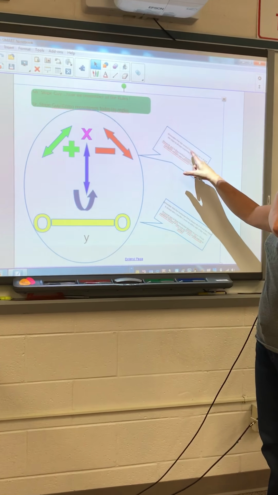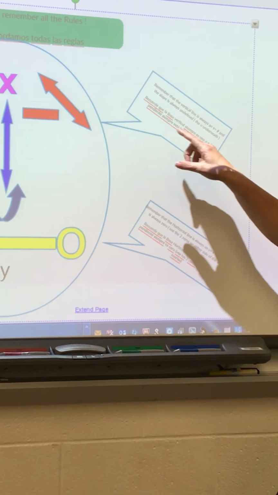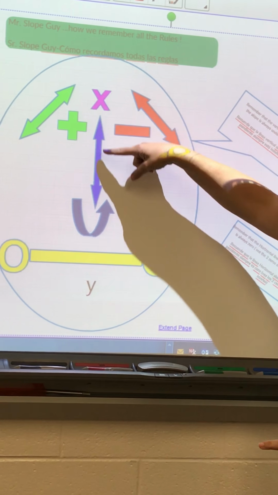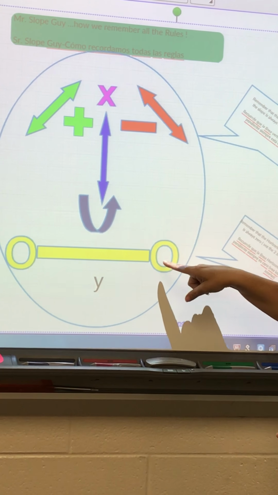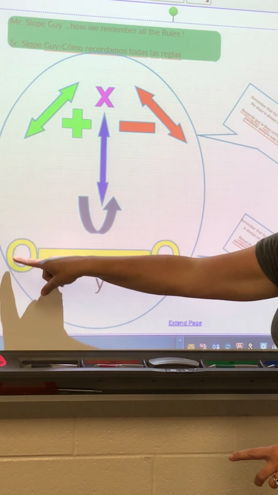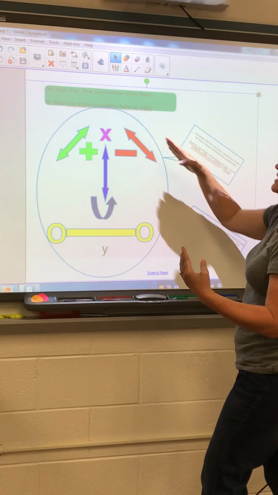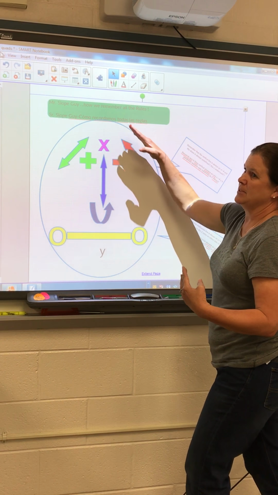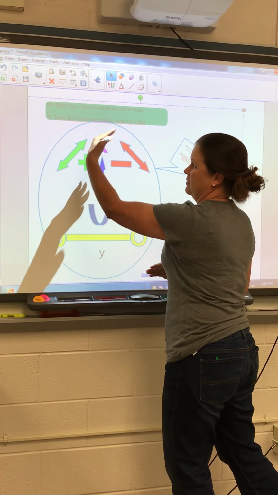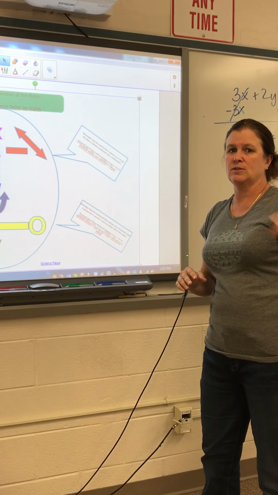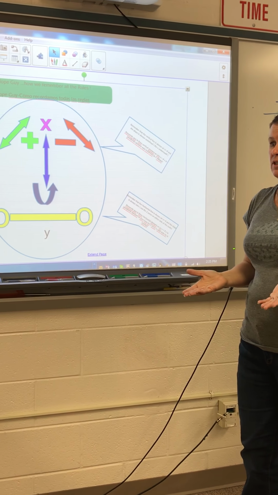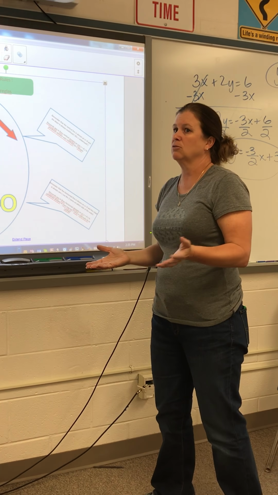So I wrote, remember that the vertical line is always an X number. So the X is here, my vertical line, it's undefined. My horizontal line has a 0 slope, it's always Y equals. And the most important two things when they're graphing is the negative line is up and to the left and the positive line is up and to the right. So they have this on their desk to look at when they're doing some of the basic graphing lines.